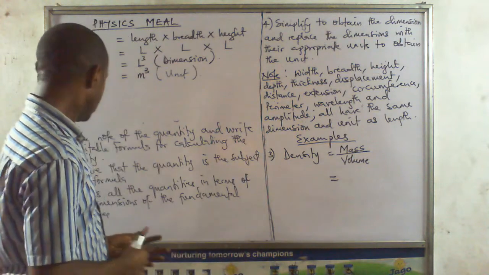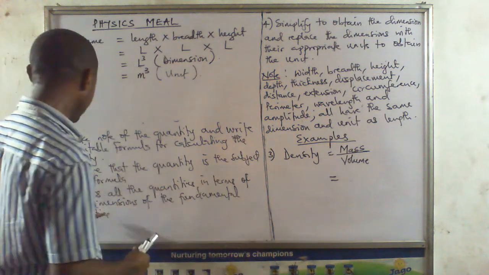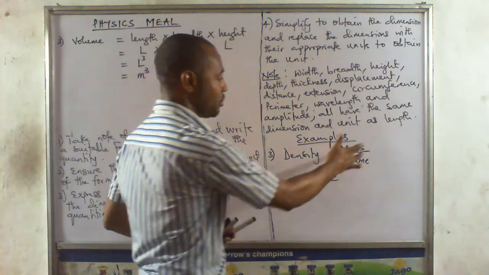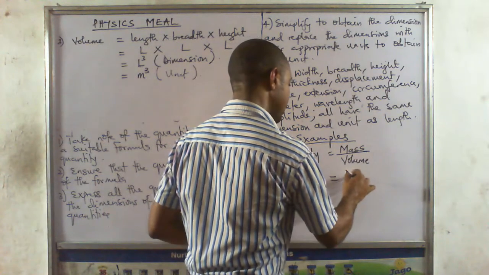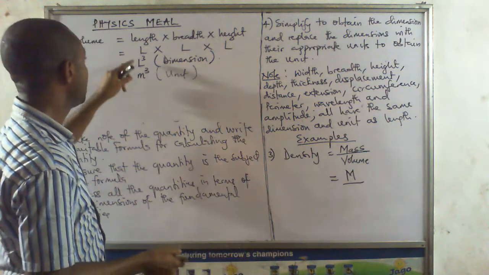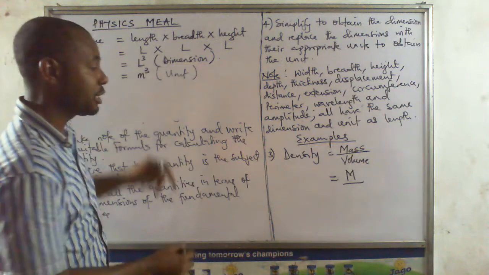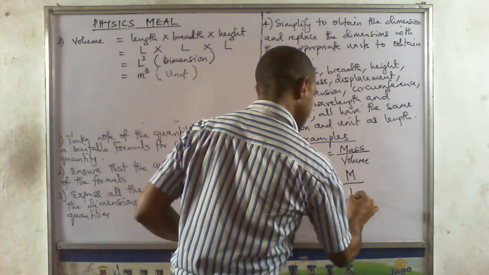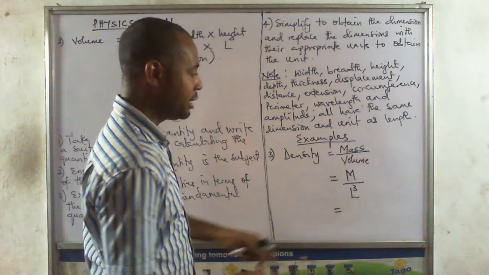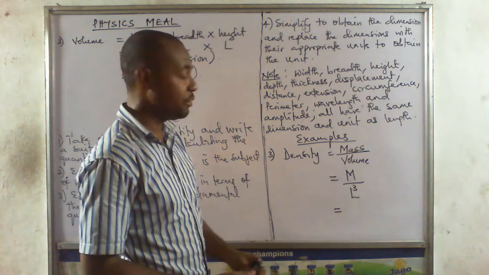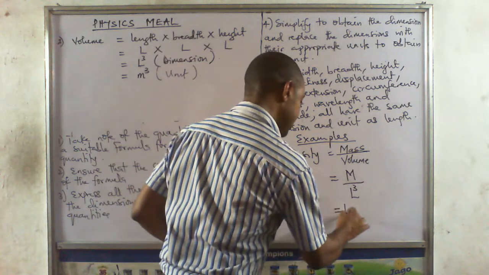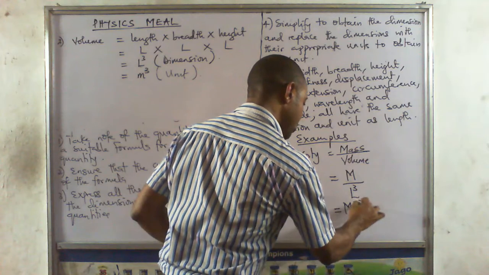Express all the quantities in terms of the dimensions of the fundamental quantities. Mass. What's the dimension of mass? We go to our table. Mass is capital M. Dimension of volume. We just obtained volume. What's the dimension? Length raised to power 3. So volume is length raised to power 3. So this is the dimension. We can write it in an alternative way: mass per length cube.